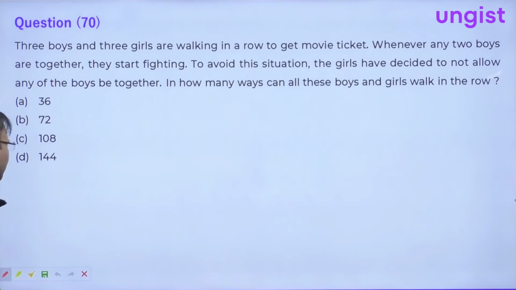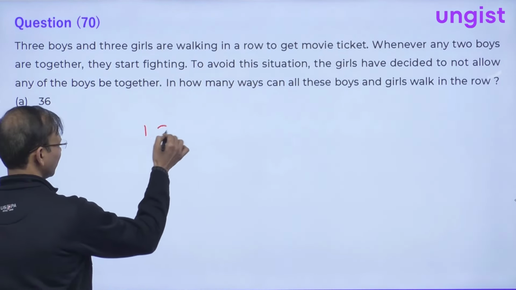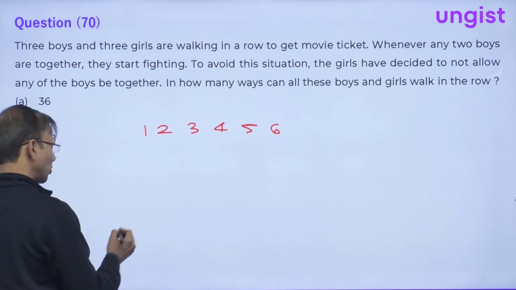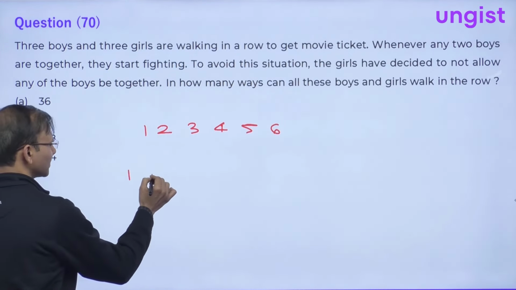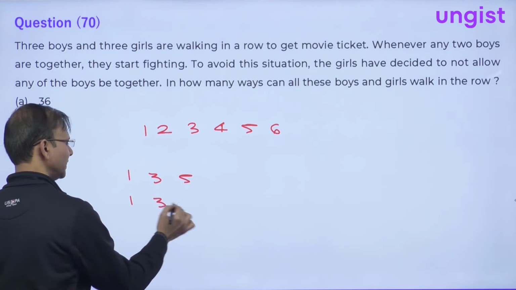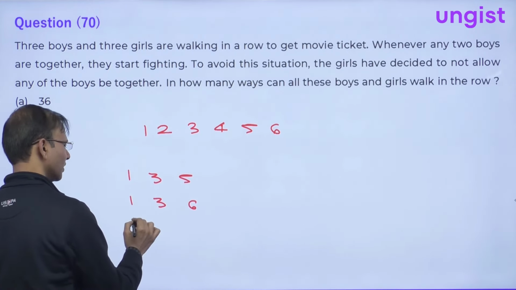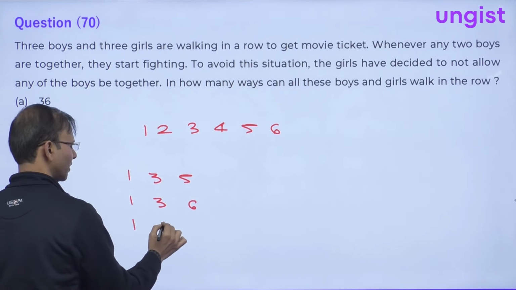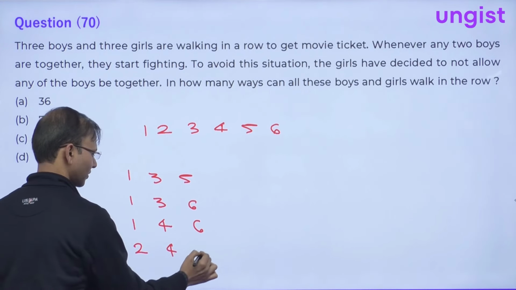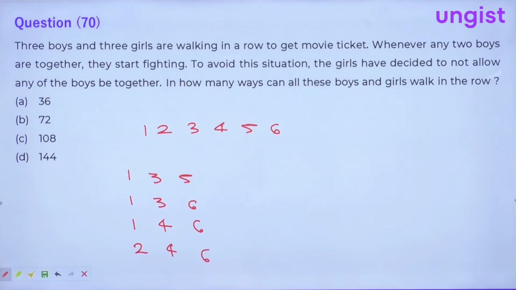Okay, see, all of you, ek baat samajhiye. Let's say there are 6 positions, right? So, aapko boys ko aise place karna hoga. Let's say 1, 3, 5. Theek hai? Then 1, 3, 6. Right? Then 1, 4, 6. Or 2, 4, 6. Right? Two boys can't be together. Everybody, yes or no?